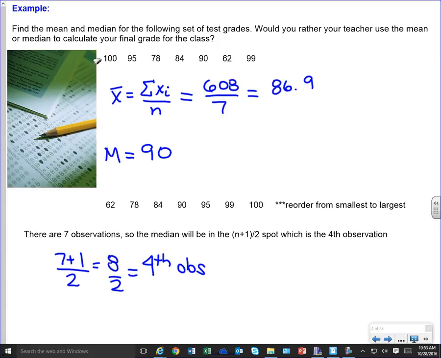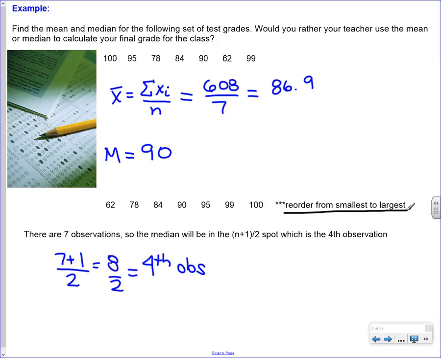Okay, so look at these grades here. We've got 100, 95, 78, 84, 62, and 99. Okay, so find the average of those. So we take the average, add them all together, divide by 7 because there's 7 grades here, and we get an 86.9. Okay, so that would be your mean. Now to find the median, the first thing we have to do is reorder from smallest to largest, because notice these are not in order of smallest to largest, right? So if I reorder these here, now I've got 62 to 100.